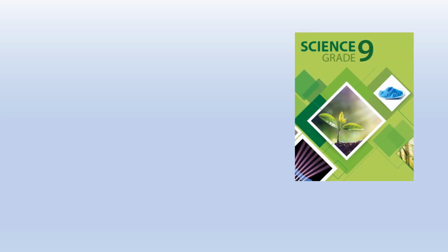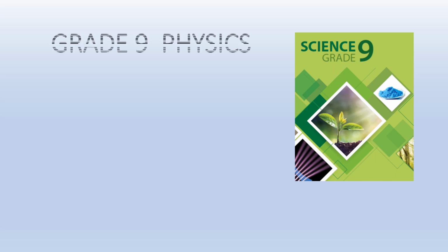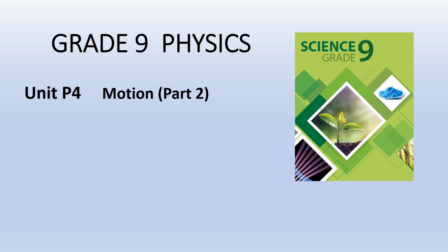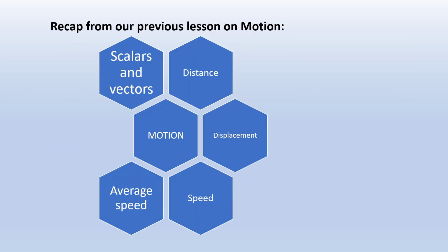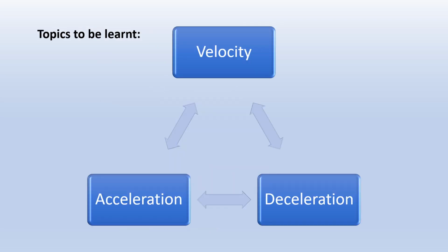Hello everyone. Today we are going to talk about physics at grade 9 level. And we are going to see the second part of the chapter motion. From our previous lesson on motion, we saw scalars and vectors quantities, distance, displacement, speed, average speed. The topics that we are going to see in this lesson are velocity, acceleration, and deceleration.